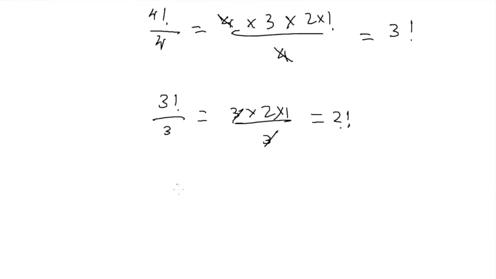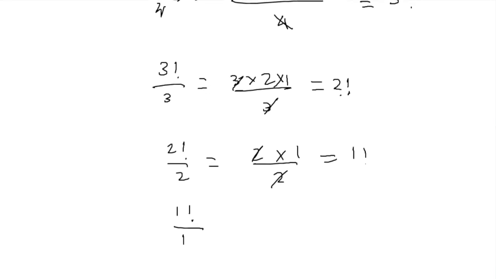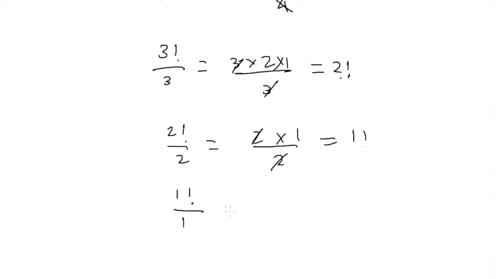Let's continue this pattern. 2 factorial divided by 2 is equal to 2 times 1 divided by 2, which is just 1 factorial. And now, the moment of truth, 1 factorial divided by 1. What is 1 factorial divided by 1? That is just 1 divided by 1. Now, let's take a look at the sequence so far.